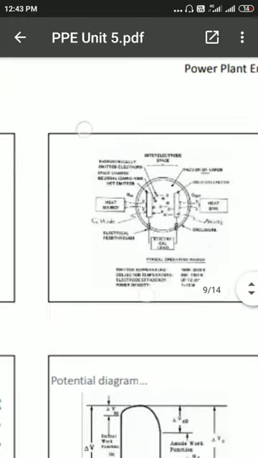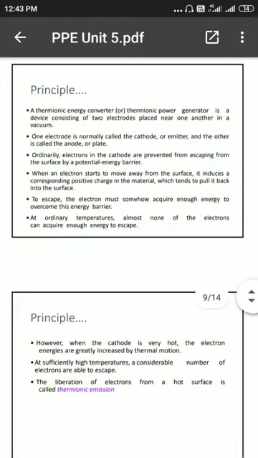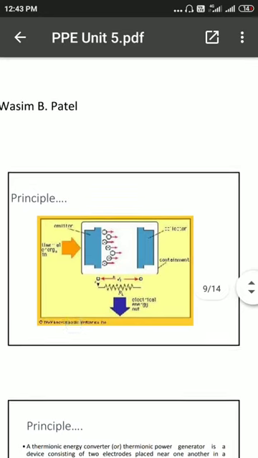So the basic concept is simple. We heat a particular element to a particular temperature so that the electrons can escape the barrier from that surface. This is the basic concept, the Edison effect, which is utilized in the thermionic generator, that is a TPG. Thank you.